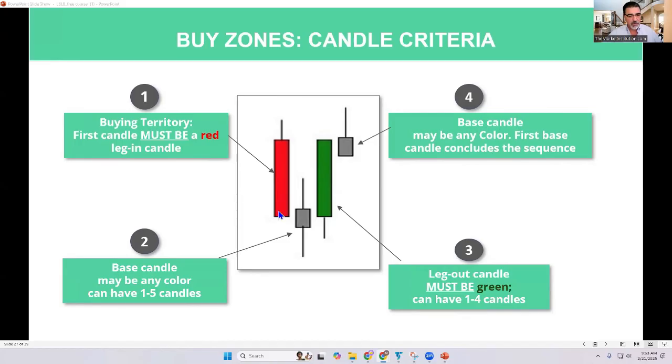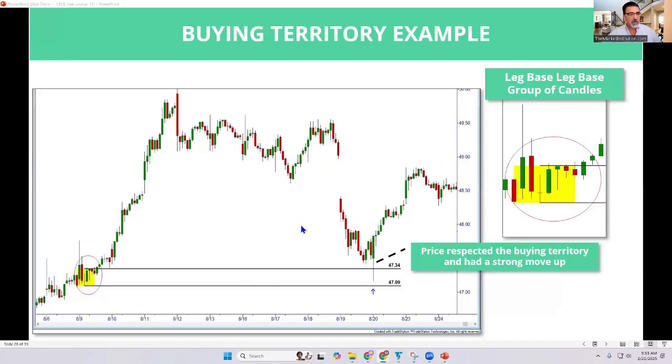Leg in, base, leg out, base, okay? Now, why do we use that? Well, over here we have a picture, and here we have the leg in candle, a base candle, a leg out, and a base. So this group of candles, over on the left-hand side of the chart, was made several days before price came back down and tested it.